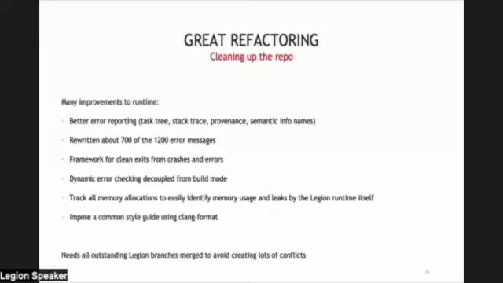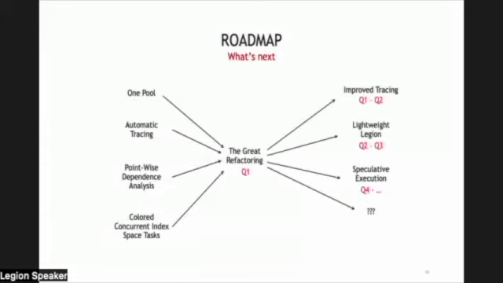But it does mean that we need to merge all the Legion branches to avoid creating lots of merge conflicts. So this is kind of what our roadmap looks like. There's a big bottleneck in there, merging down all these branches that I've been telling you about in the talk today, down to the great refactoring. We're trying to collapse all those things down and get them merged, and then we're going to span back out. I've already talked about improved tracing a little bit, some of the things that are going to go into there. I'll mention very briefly these last two things in my last few minutes, and then I'll wrap up.